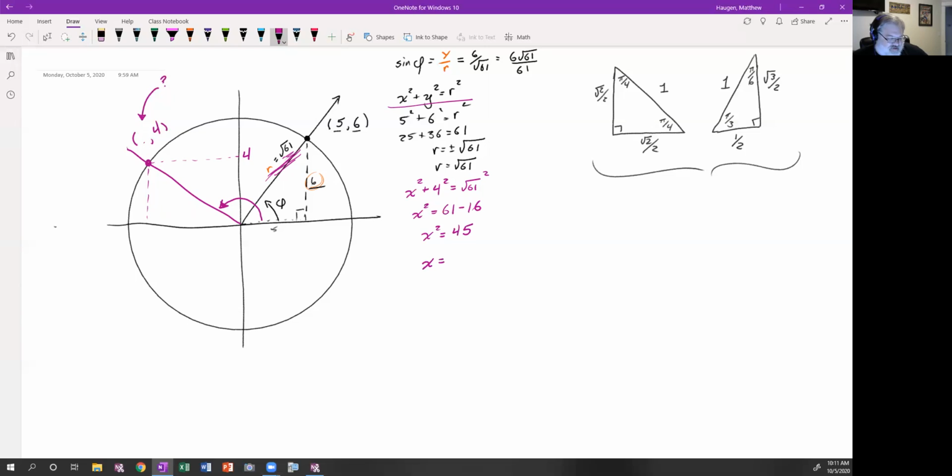So either put it up in the chat or verbally suggest what you turned that into. I turned it into 3 square root of 5. Okay, so you took that square root of 45, conceptualized it as the square root of 9 times 5. Square root of 9 you knew was 3, so 3 square root of 5. Okay, so I like the 3 square root of 5.